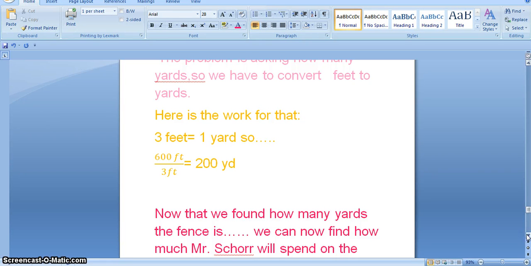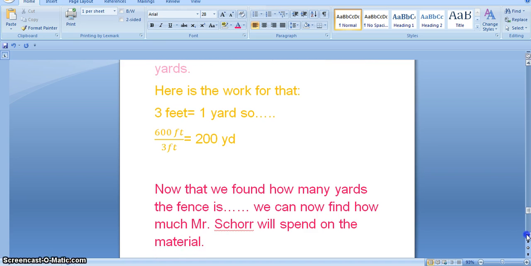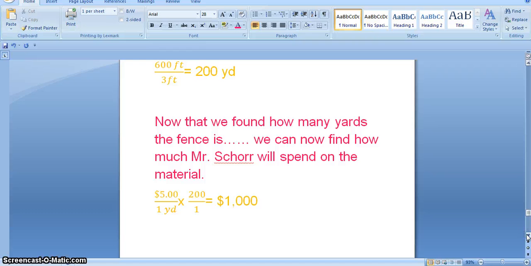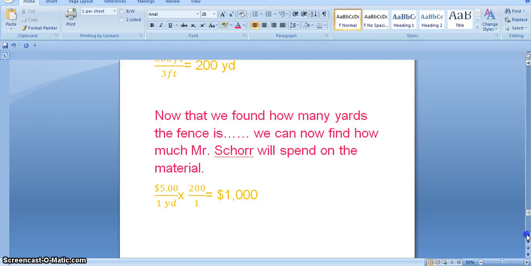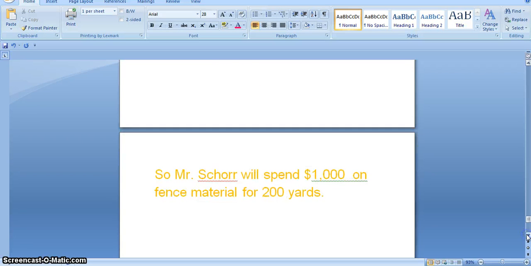Now that we found how many yards the fence is, we can now find how much Mr. Shore will spend on the material. $5 over 1 yard times 200 over 1 equals $1,000. So Mr. Shore will spend $1,000 on fence material for 200 yards. And that's the answer.